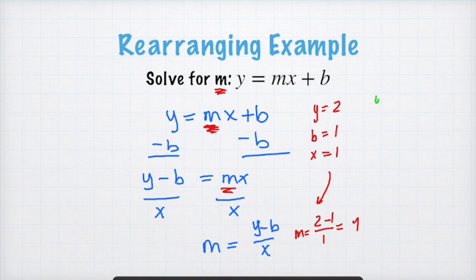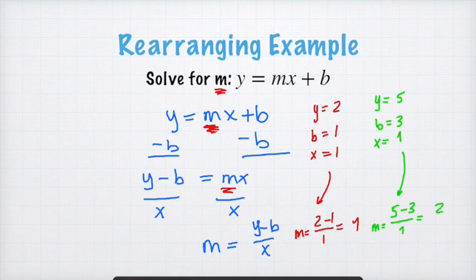Now, if we have y is equal to 5, b is equal to 3, x is equal to 1. You notice that the only things that we changed were the y and the b, we left the x alone, but we can still plug this in. And so our y is equal to 5 minus our b, which is 3, divided by 1. That's going to give us an answer of 2. So you notice that we can use this equation, now that we've rearranged it, to solve for the slope easily, because we don't have to resolve it. We just have to plug in the numbers and go.